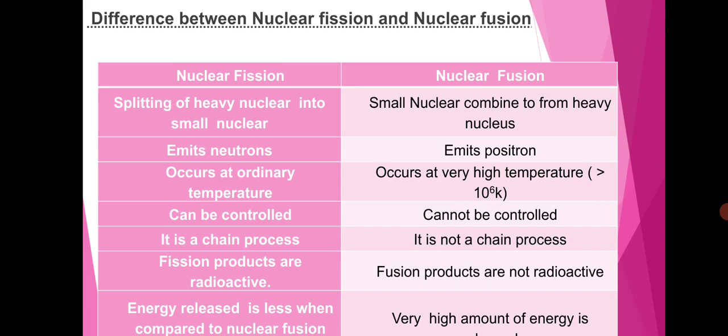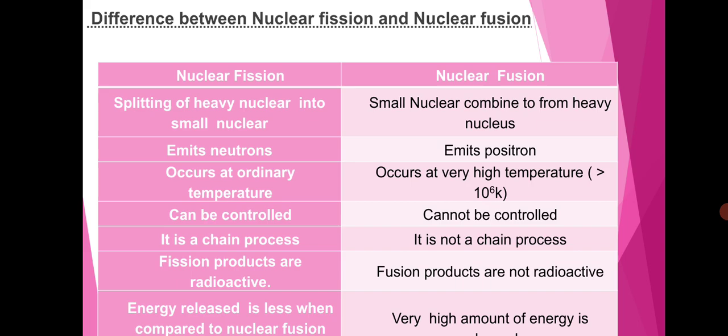Let us see the difference between nuclear fission and fusion reactions. We know that fission means separation, fusion means joining. The splitting of a heavier nucleus into smaller nuclei is known as nuclear fission. During nuclear fission, it emits neutrons. This process is carried out at ordinary temperature. These reactions can be controlled. It is a chain reaction. The fission products are radioactive in nature, emitting beta and gamma radiations.